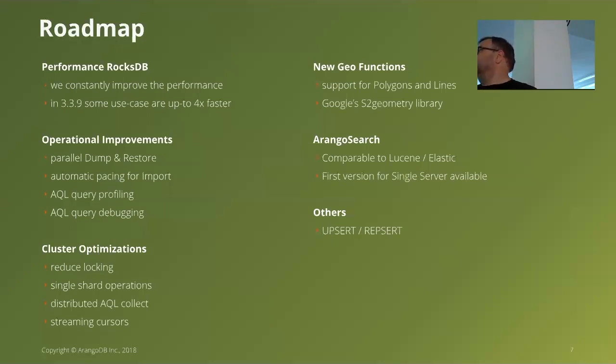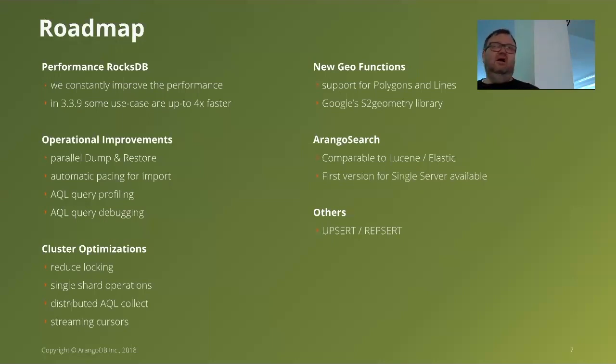So what else is on the roadmap? For cluster optimizations, we have 2 modes of operation. We have a single server setup where you can have just 1 server keeping everything, and that's quite often enough if you have a large machine.